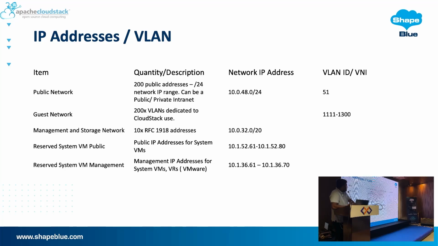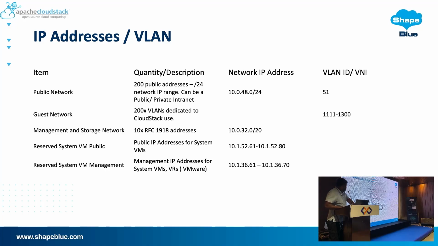So I can start with 200. It should be okay. Later, if required, I can always increase the range or add more networks to it. That's not a problem. I can add more VLANs as well. I believe I can start with 200 VLANs. That should be okay. Later, if required, based on the demand, I can increase the number of VLANs. I'm not using a separate storage network for the secondary storage. I'm good to use the management network for the storage itself as well.